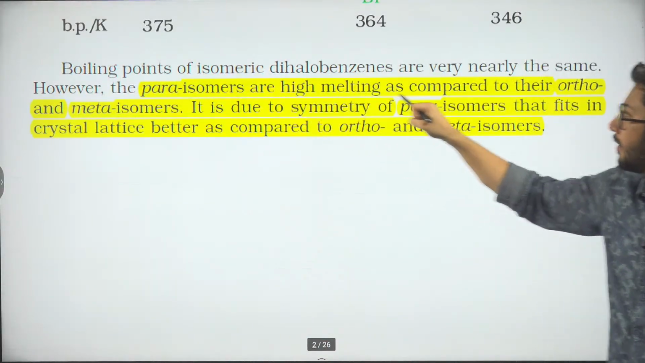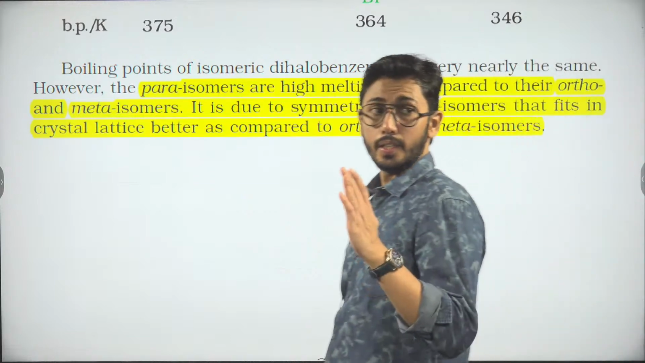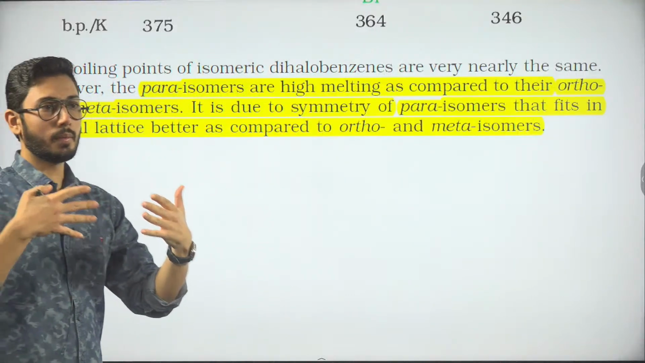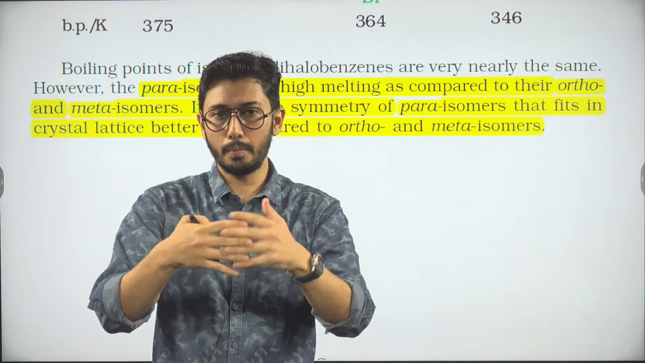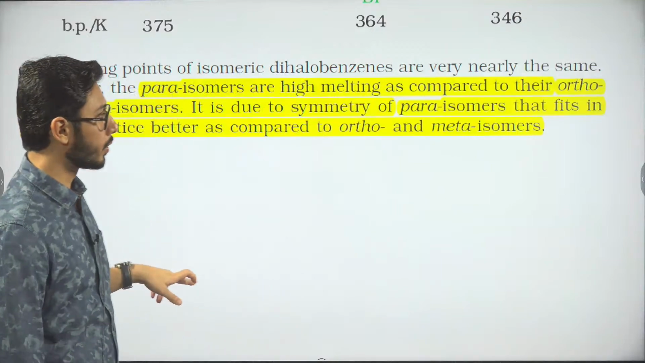Para isomers have a high melting point as compared to ortho and meta. You can remember that it is due to the symmetry of the para isomers. Para isomers are more symmetrical, so they pack better into the lattice. Because of that, para isomers have a higher melting point as compared to ortho and meta.